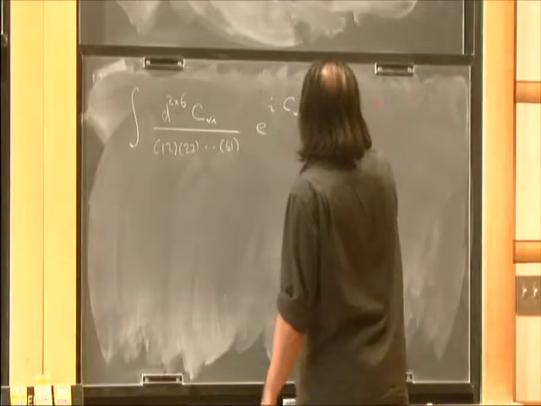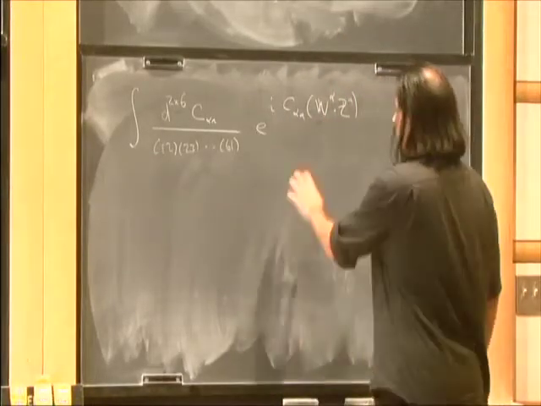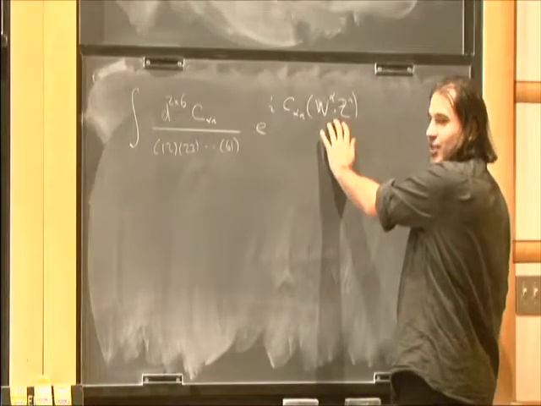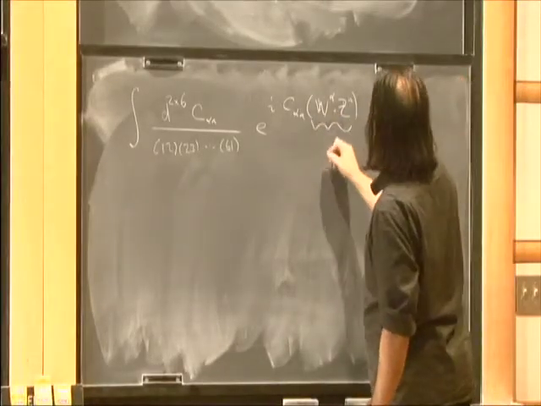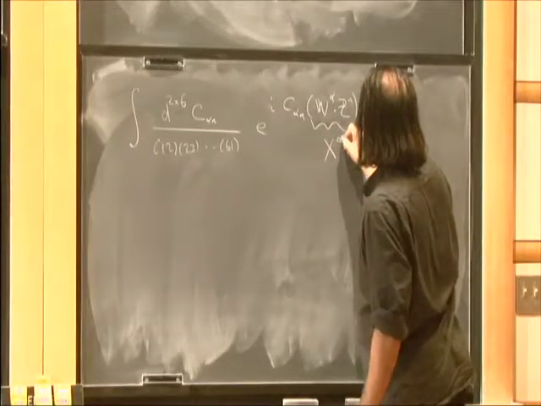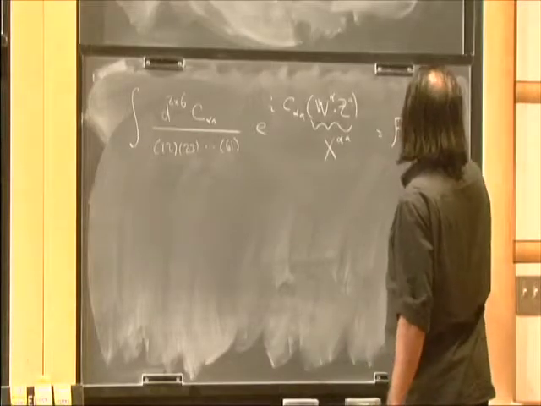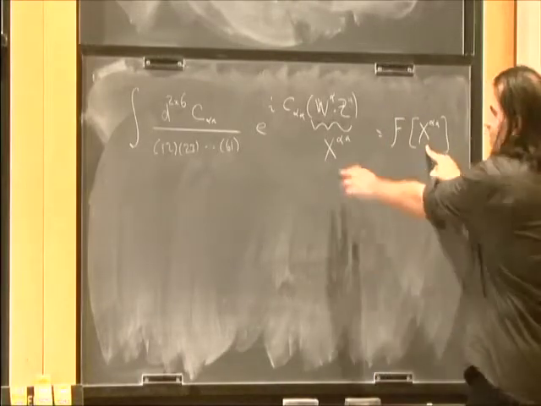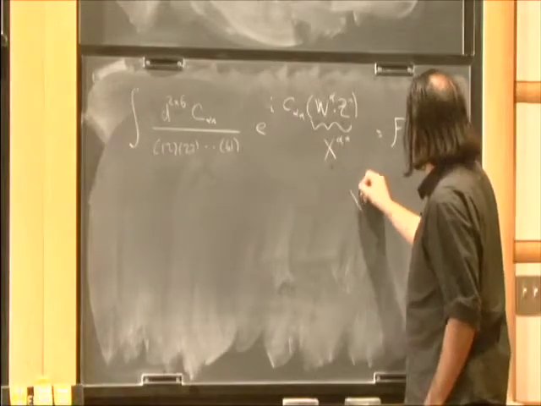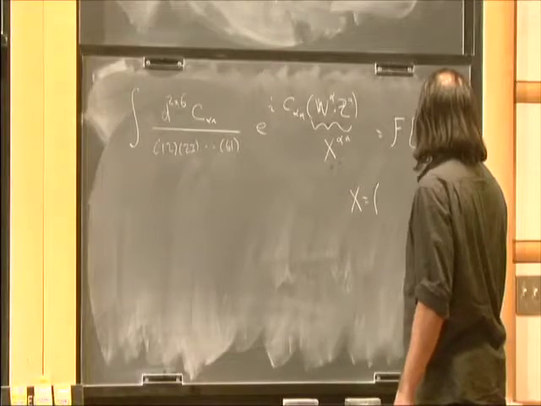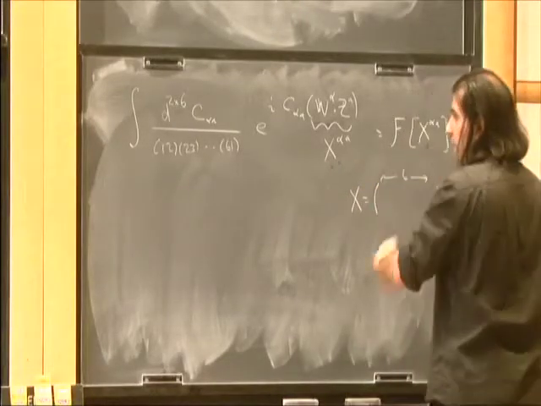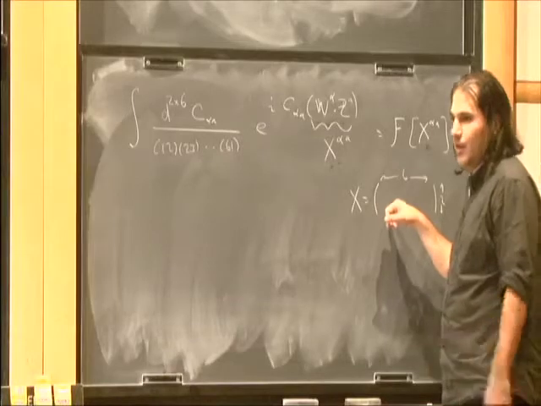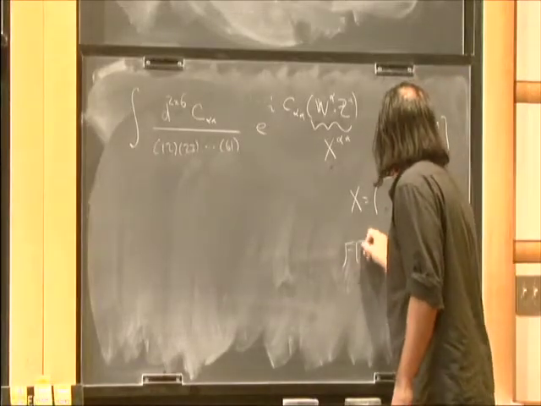So now before we had 1 W, now we have 2 W's. But note, because everything here is GL2 invariant, whatever the answer is here can only depend on, if I call this X alpha A, another 2 by 6 matrix, only the minors of this matrix X. So f of X is really some function.